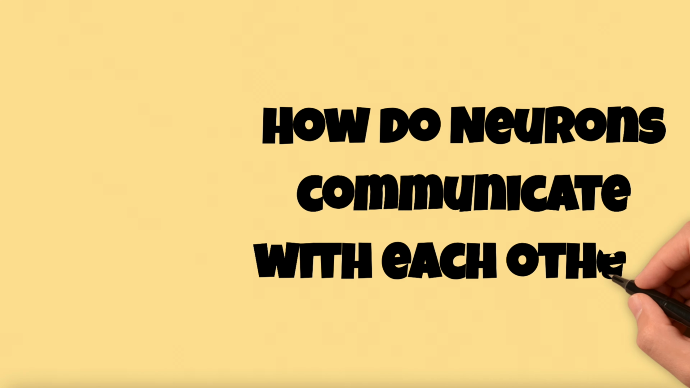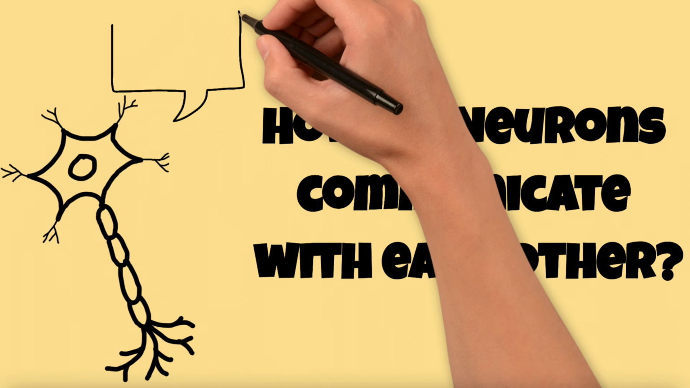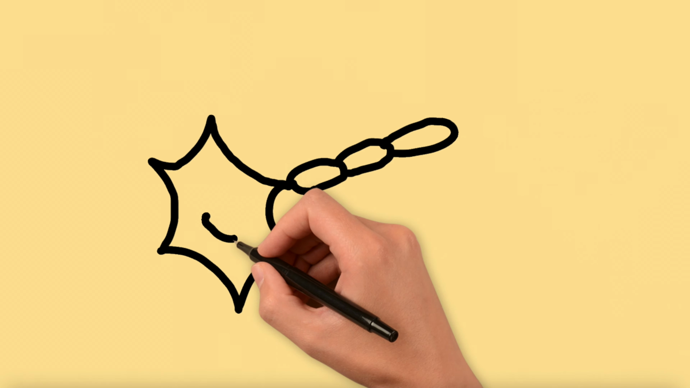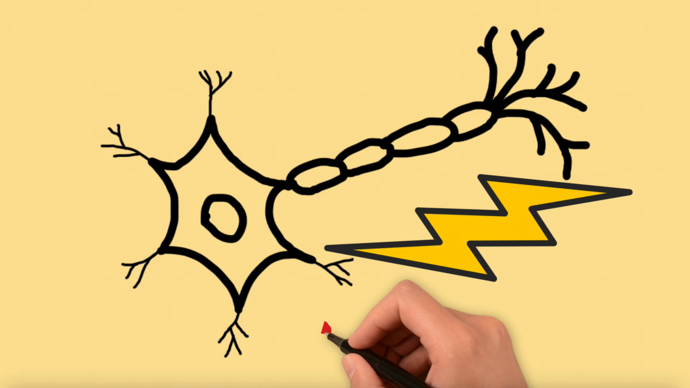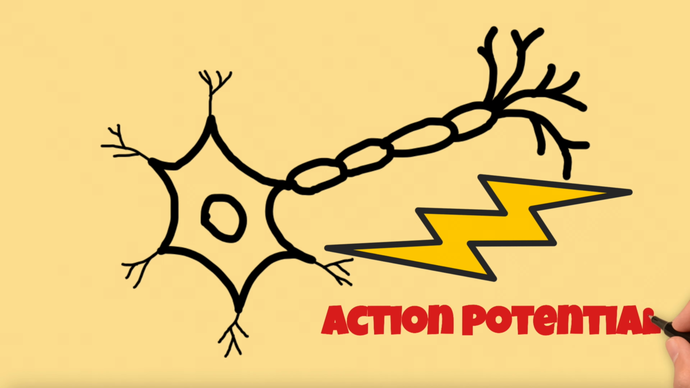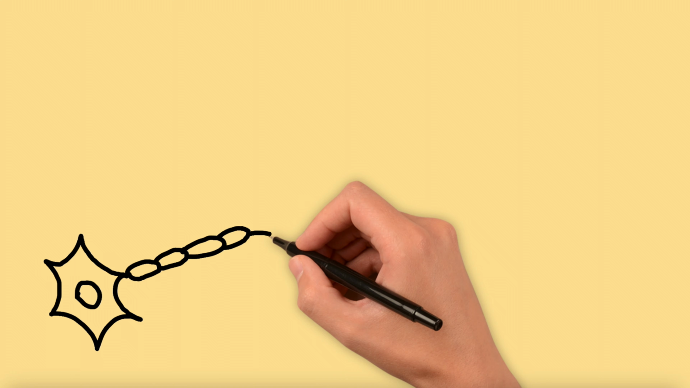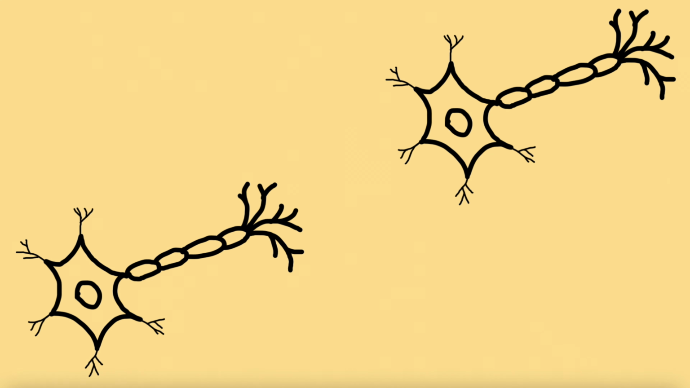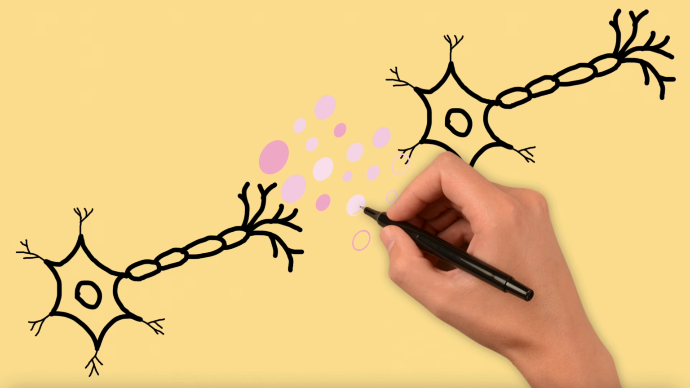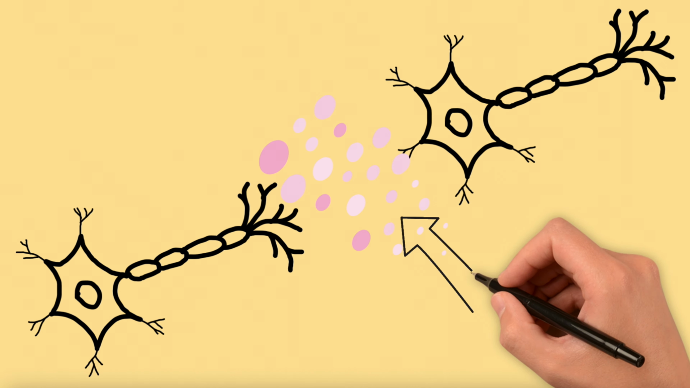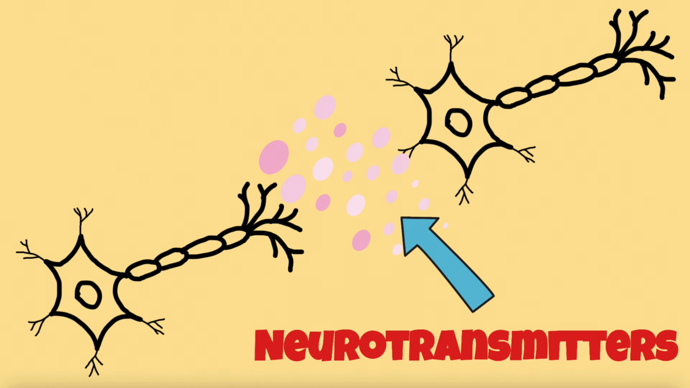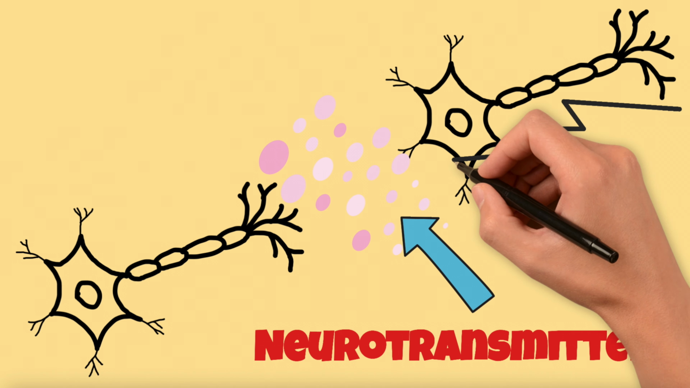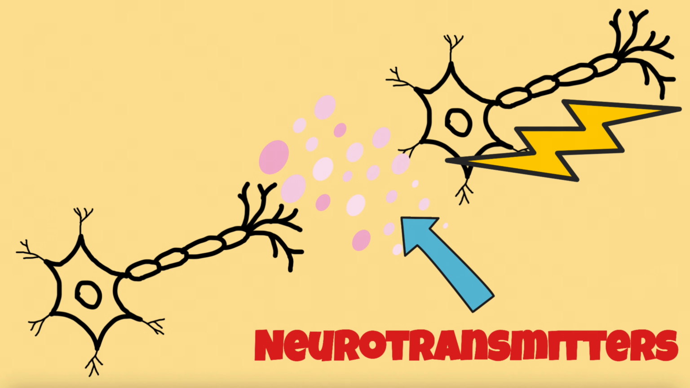How do neurons communicate with each other? Messages start as an electrical impulse, called action potential. When they reach the gap between two neurons called synapse, the electrical impulse triggers the release of neurotransmitters from axon into the synapse. Then neurotransmitters cross the synapse to bind to receptors of the other neuron, which also triggers the action potential to convey the message onward or quiet the message.